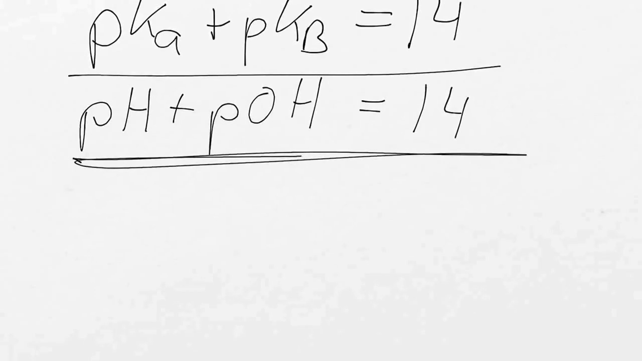Okay, so that was sort of just a little bit of introduction to weak acids and weak bases and things like that. But how do we actually figure out the pH of a weak acid? Obviously, we need to know how much of this acid dissociates.